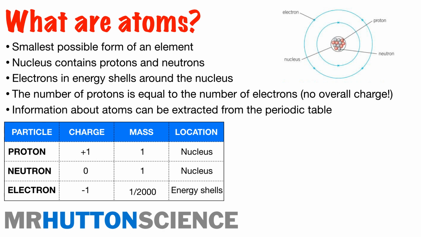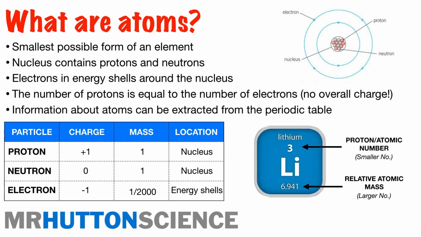You can see that the only two things that have mass are our proton and neutron, and they're found in the nucleus. This is why we say that the mass of an atom is found in the center, in its nucleus. That is where the mass is concentrated. And the electrons, they're found flying around the outside on our energy shells.